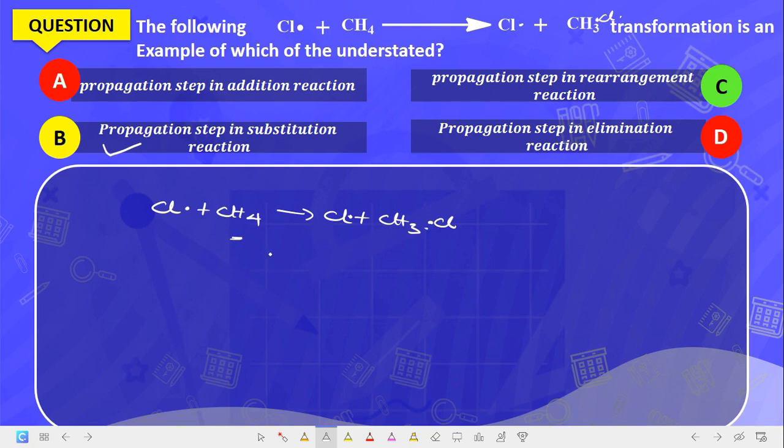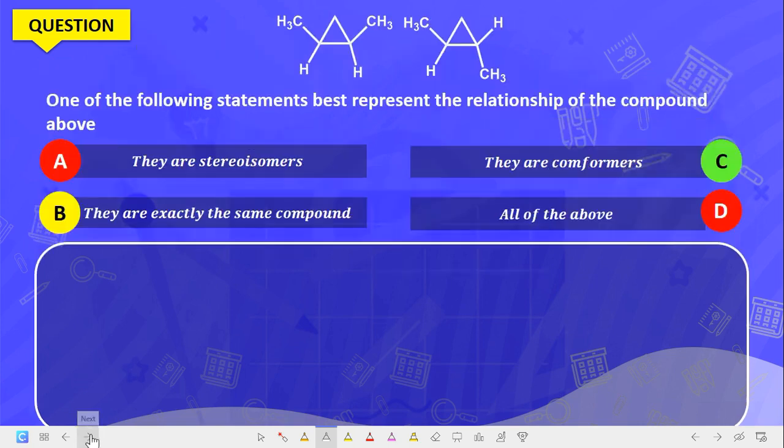In substitution reaction, we say the alkanes generally undergo the substitution reaction. Hence, this reaction is under what? Substitution reaction. That is the correct answer.